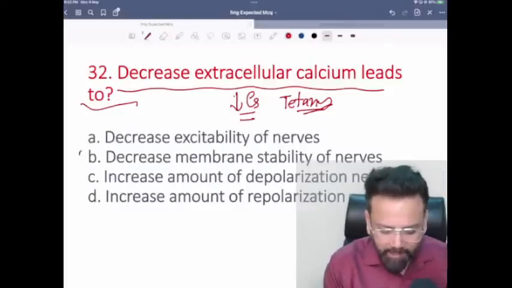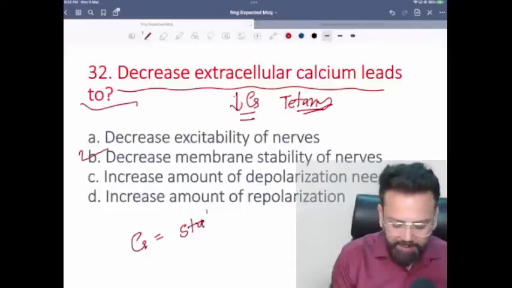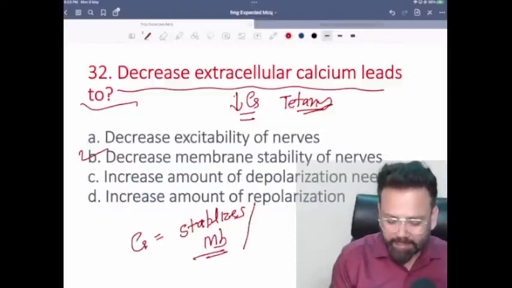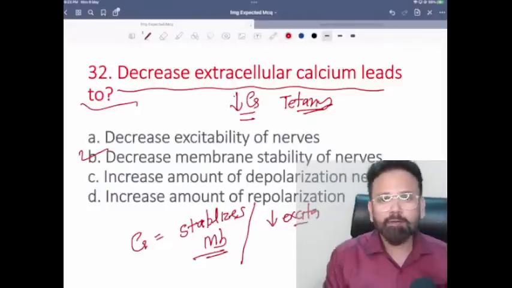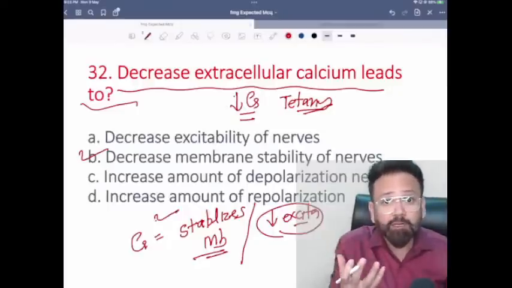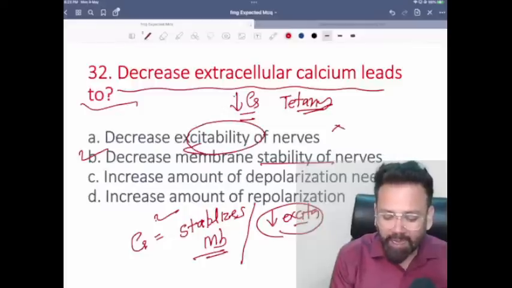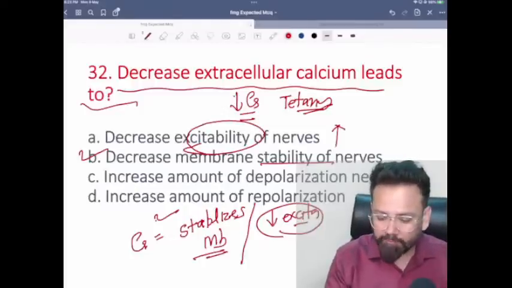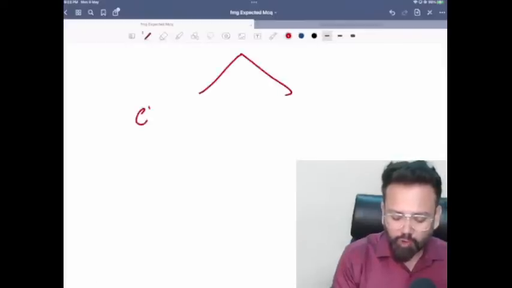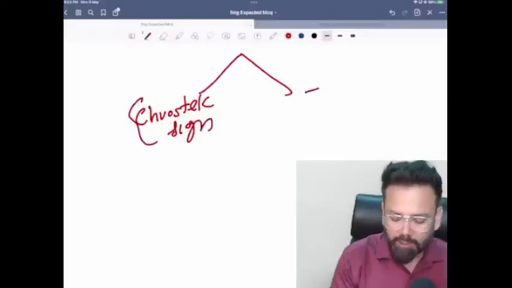Okay, the answer is B. See, calcium stabilizes the membrane. Please remember, calcium stabilizes the membrane. So you can say it decreases excitability. Calcium decreases the excitability by increasing the stabilization. So if calcium is low, stability will be low, excitability will be high. That is why there are two signs of tetany. One is called Chvostek sign. Other is called Trousseau's sign.